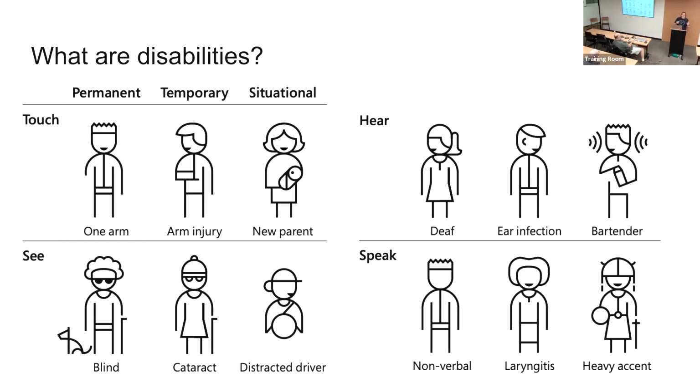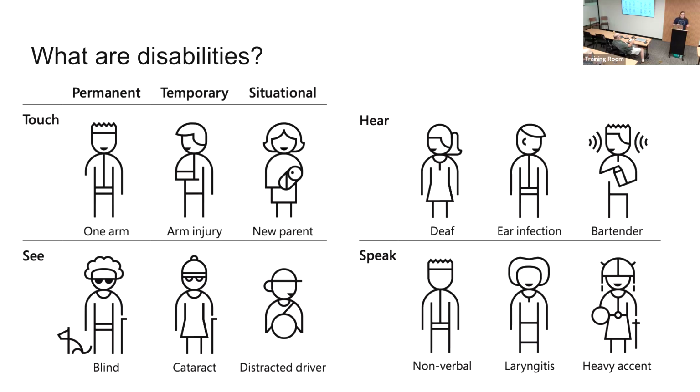So start off with touch disabilities. It shows permanent as having one arm, a temporary disability when you have an arm injury, a situational disability if you're a new parent holding a baby. For sight disabilities, a permanent one would be blind. A temporary disability can be cataracts, situational, distracted driver. Hearing disabilities has deaf as a permanent disability, an ear infection as a temporary one, and it shows a bartender in a loud environment for a situational disability.